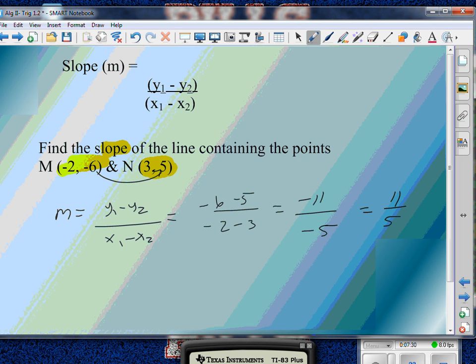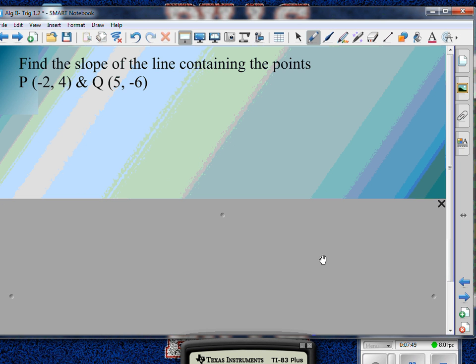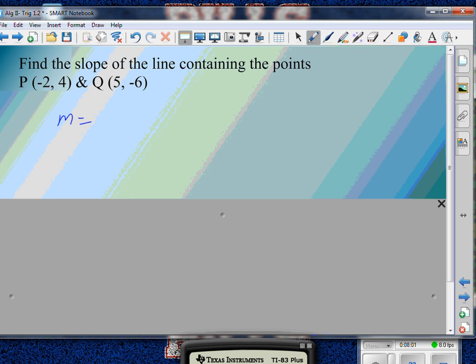If I would have done it on the flip, it would have been 5 minus -6 over 3 minus -2. Well, that's a plus, 11 over 5, still get the same answer. This should be a review of Algebra 1. I want you to find the slope for this point. Should be finished. M equals, what's the formula?